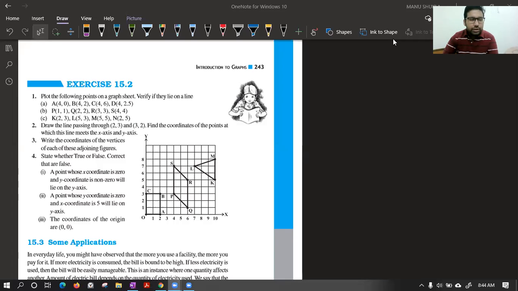Good morning, everyone. Once again, in the last class, we discussed the concept of 15.2 introduction, where we have learned how to locate the points. First, see question number one. In question one, we have to locate these points and verify that they are making a line or not.